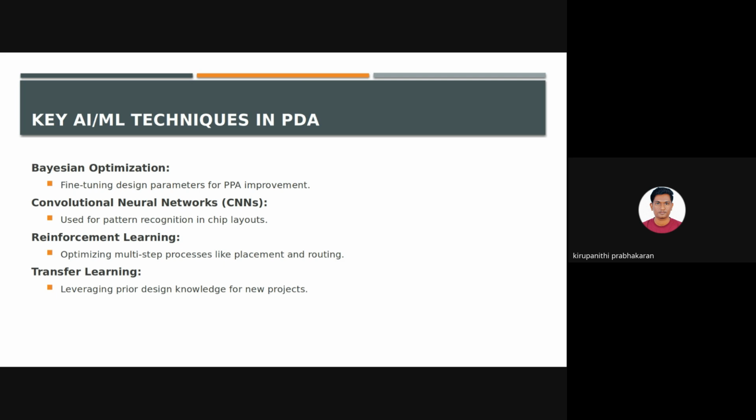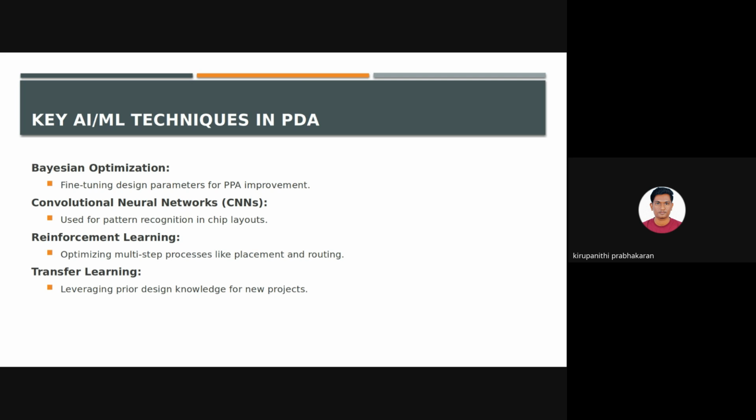simulating or manufacturing design. So how it works is it uses models to approximate the expensive-to-evaluate objective function such as PPA. It then uses an acquisition function to guide the exploration of the design space, balancing between exploiting regions that have previously yielded good results and exploring new potentially better areas. In PDA, this technique is used to adjust the various design parameters. It iteratively improves the overall chip performance.